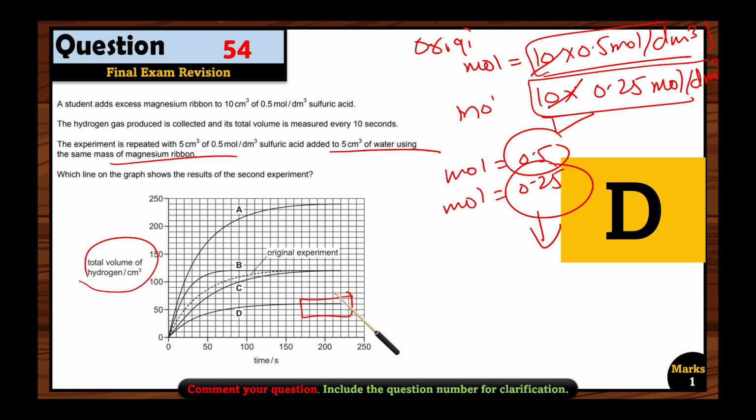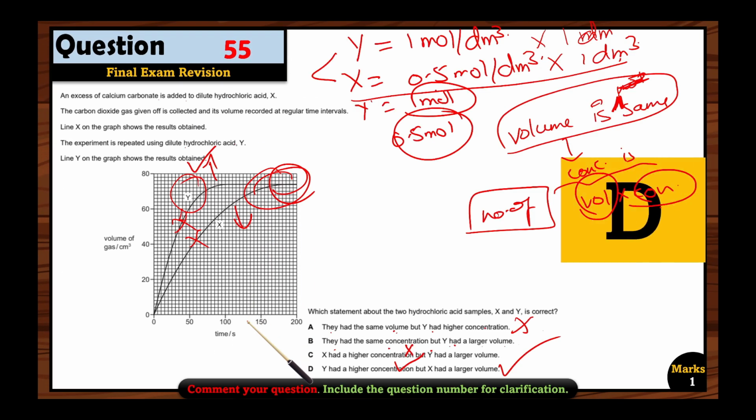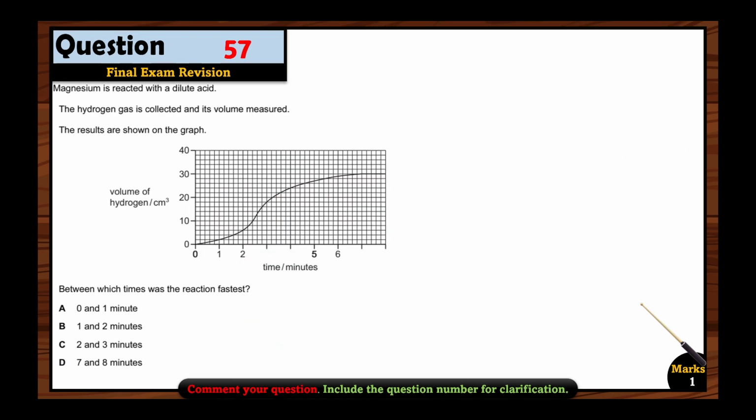You can see here, it should not touch the graph. So option D is the only right option. The lower concentration will decrease the rate of reaction, so C or D is right. But it will also not reach the same volume, because the moles are less in experiment D. The moles are less, and the concentration is also less. So that's why option D is the correct option. Okay, so we already covered question number 55.